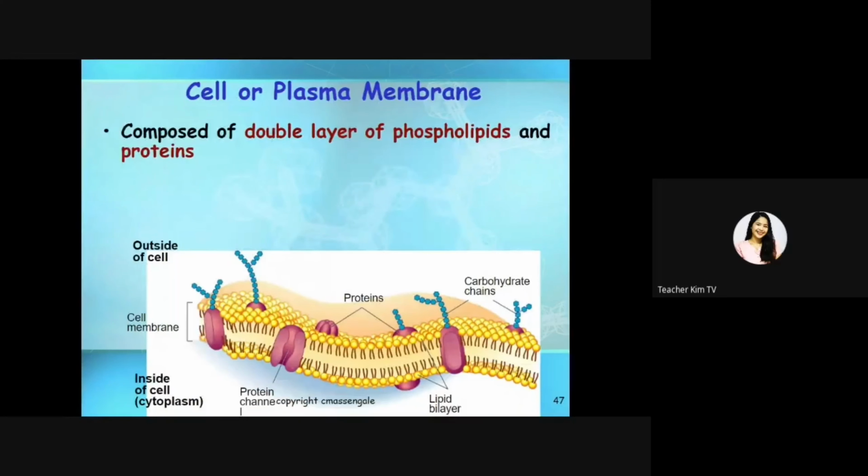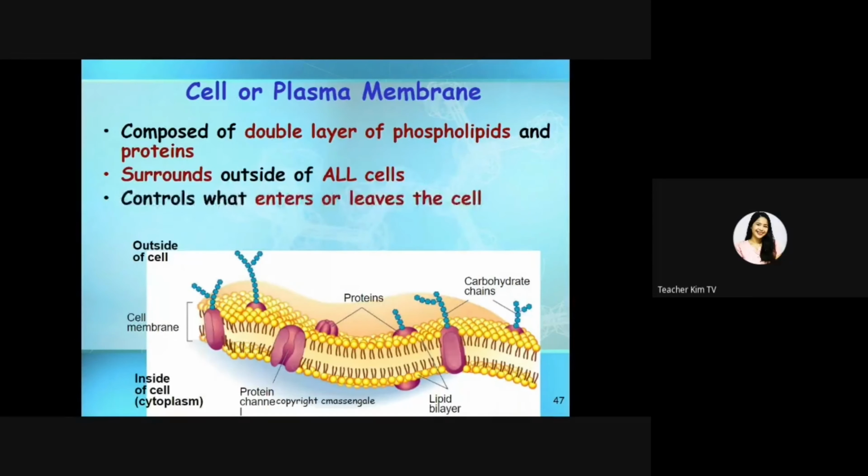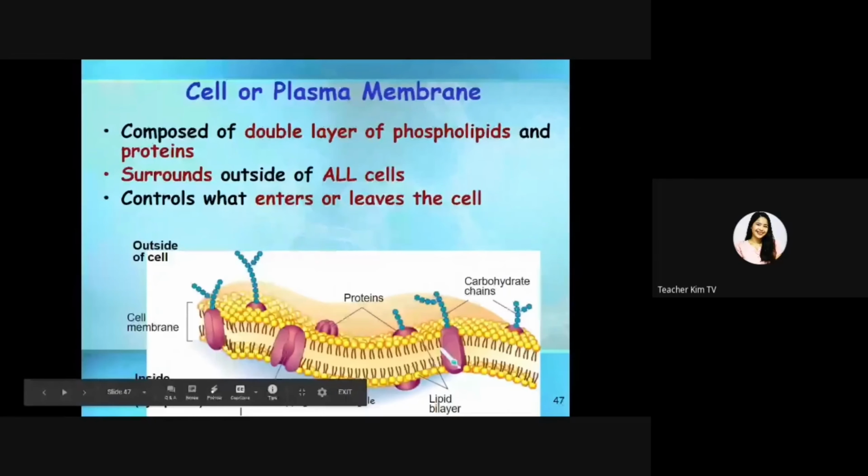Sometimes we call this cell membrane, we call this plasma membrane. Pareho lang yon. So, the cell membrane is composed of double layer of phospholipids and proteins surrounds outside of all cells. So, they control what enters or leaves the cell. Now, as you can see in the illustration we have here, yan, the phospholipid bilayer wherein the proteins and the carbohydrates are embedded or attached. It is also a living layer.